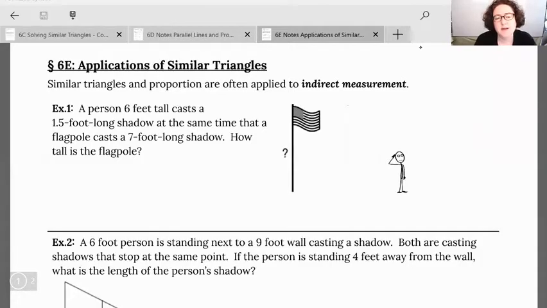Today we're going to look at how similar triangles might apply to real life situations. And the most common place that we're going to use similar triangles and proportions and that idea is in doing indirect measurements. So this is usually used when we have something that's really tall, or the angle at which we may need to measure something out is not as easily done with the measuring tools we have available.